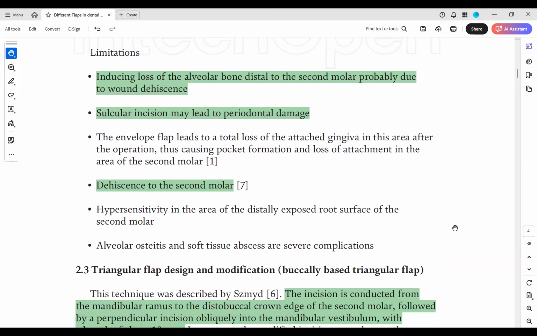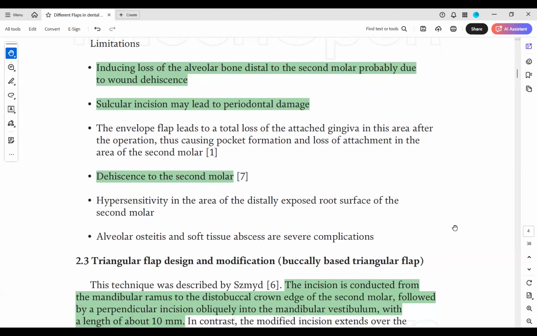But still the limitations are that it gives the wound dehiscence, the breakdown, and that leads to the permanent periodontal damage there. The attachment loss is seen, the wedge-shaped defects is seen behind the second molar. So would you remember these three complications, the major complications? The periodontal damage, the attachment loss, the dehiscence, right? And the predominant healing happening through the secondary intention rather than the primary intention.